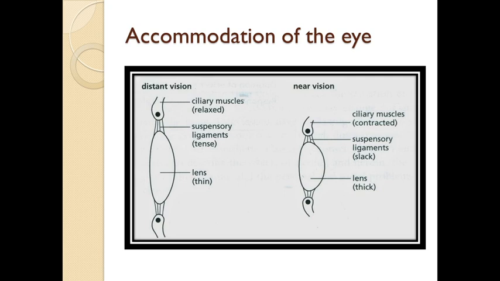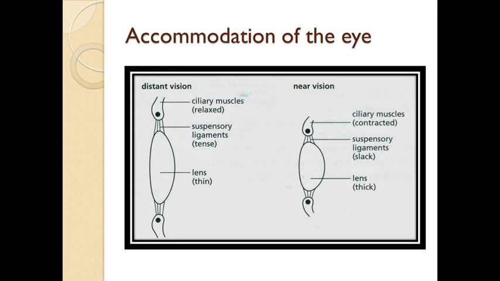That means the curvature decreases, or the convexity decreases. In that case, focal length increases and the power of the eye reduces. So in distant vision, a relatively small power is attained.